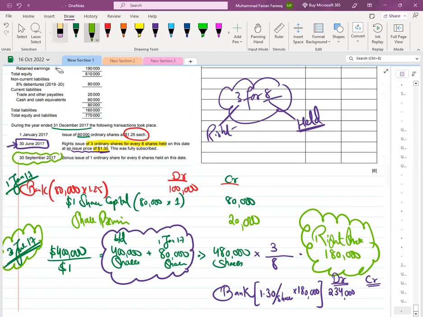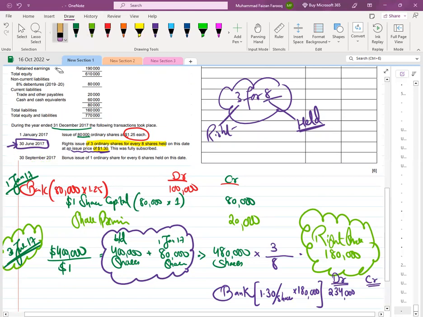The date of first issue is 30th June 17. 30th June. Tell me, before 30th June, do we have any event of issuance of shares or no? Yes, 1st January 17. So how many shares were issued at that time? 80,000 shares.